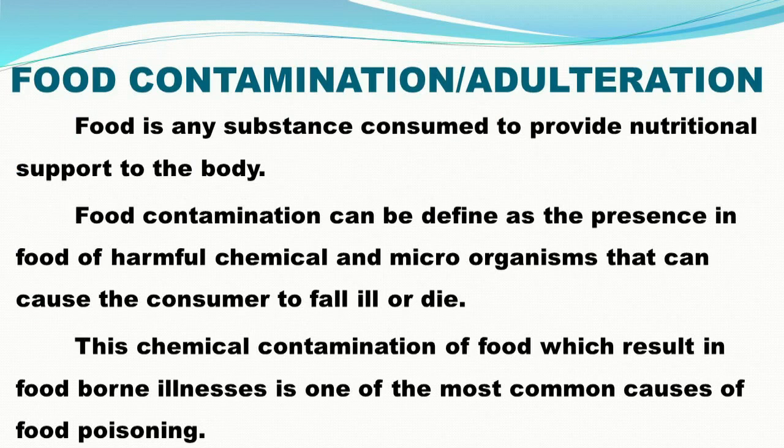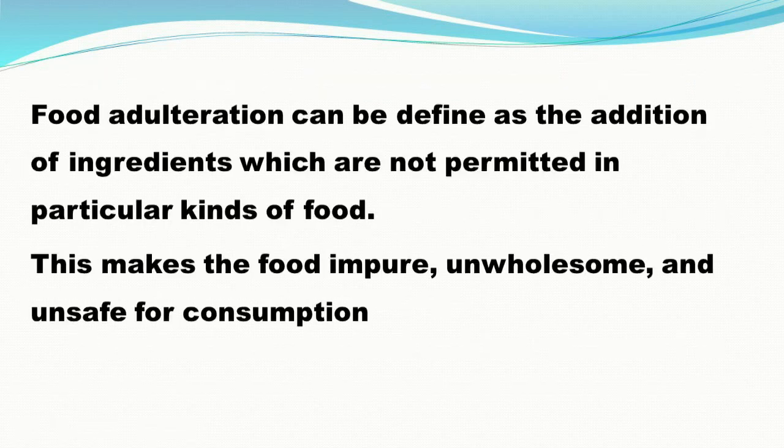Food is any substance consumed to provide nutritional support to the body. Food contamination can be defined as the presence in food of harmful chemicals and microorganisms that can cause the consumer to fall ill or die. This chemical contamination of food, which results in foodborne illnesses, is one of the most common causes of food poisoning.